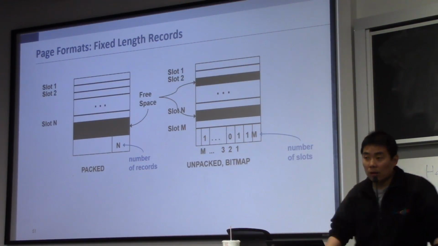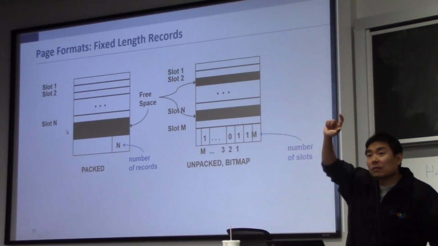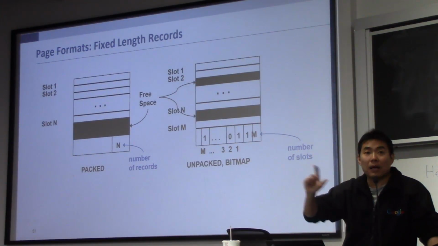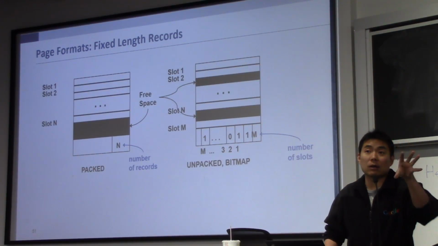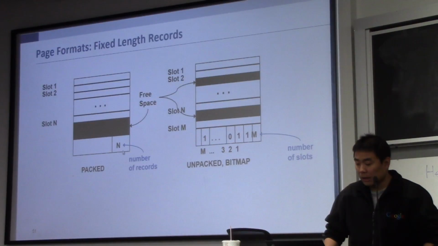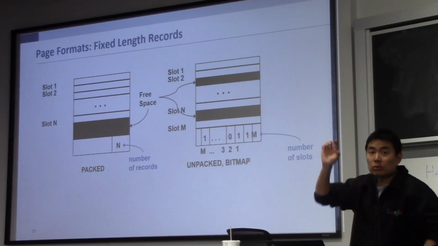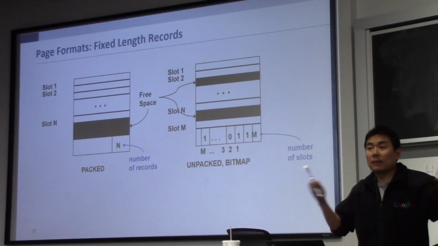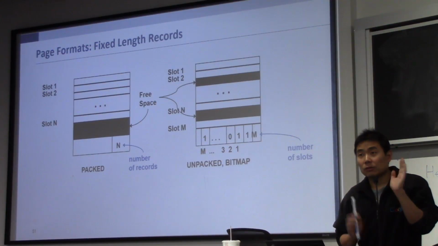So all I need to know is the boundary between record space and free space. I need to remember that. That essentially translates to how many slots are occupied by records, which is n in this case. So I have n records on this page, which have occupied the first n slots. So I only need a single number at the end of the page, which is n, to remember how many records I have, or how many slots I have occupied. So pretty good? It's very easy.